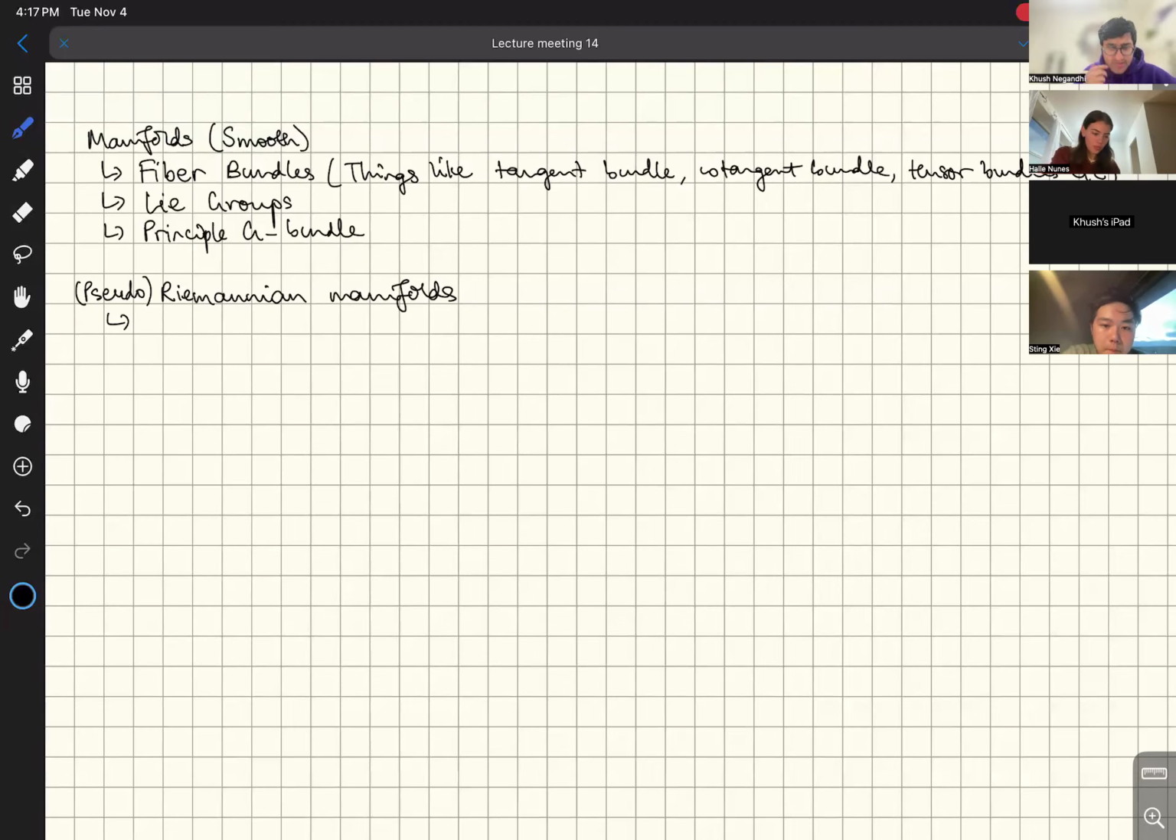We'll then talk about connections. We'll talk about connections on fiber bundles in general, and then we'll specify to the case of vector bundles, which are a type of fiber bundle. And then we'll specify to the case of principal connections, connections on principal bundles. And then we'll also talk about curvature, torsion.